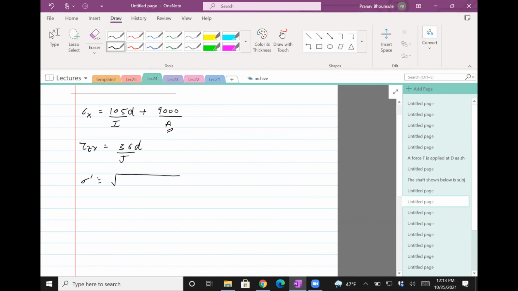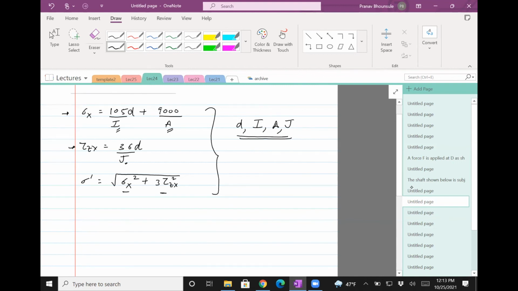So the von Mises stress, this is a formula you can refer to. It is computed from the stresses sigma x and tau zx as the square root of sigma x squared plus 3 times tau zx squared. So what you can do is sub in the value of sigma x from here and tau zx. Now, what you need to do is the following. These formulas depend on D, I, A, and J. These 4 numbers: D, I, A, and J.